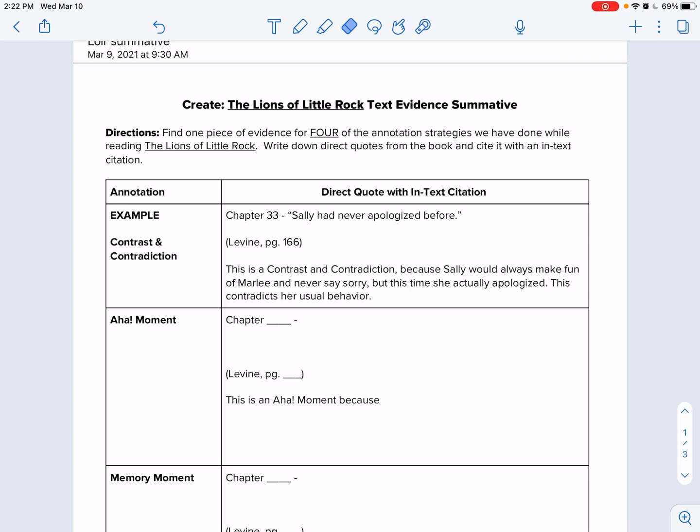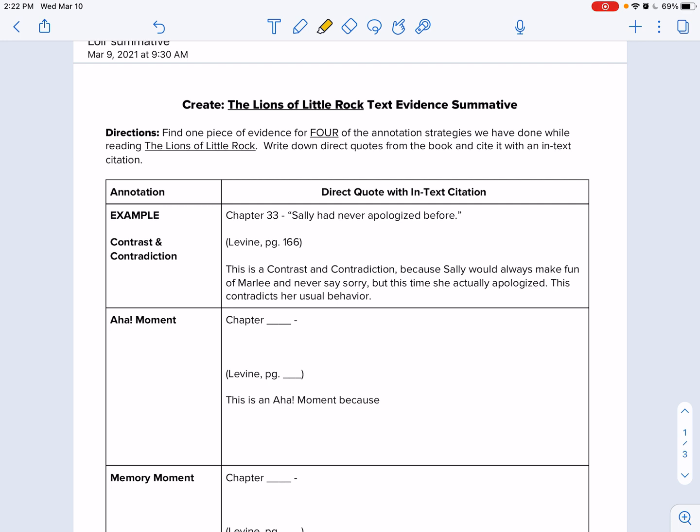Hi guys, if you are watching this video, that means that you either have not turned in your text evidence summative for The Lions of Little Rock, or you needed to reassess because you made below a 70. So please listen closely for the directions.